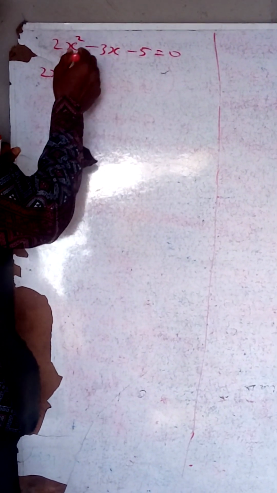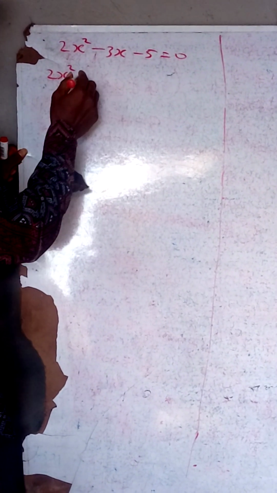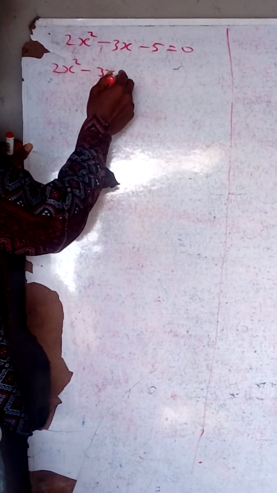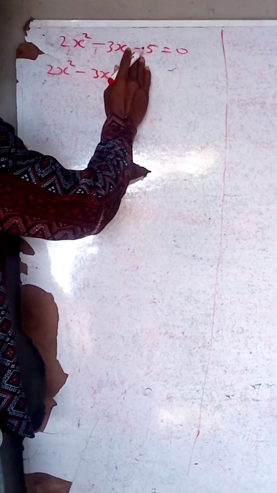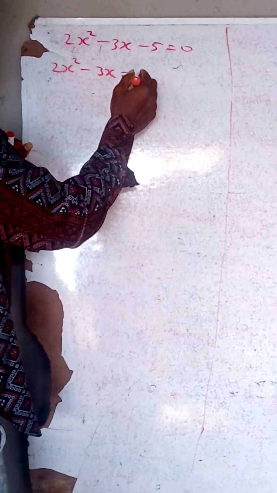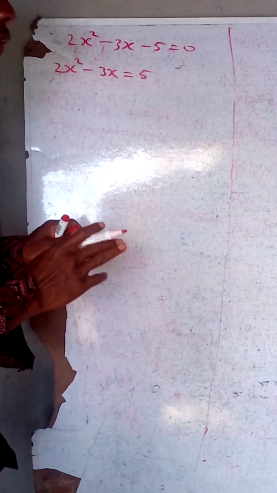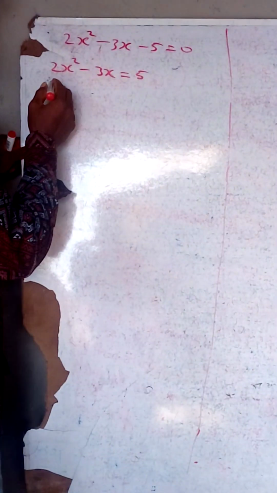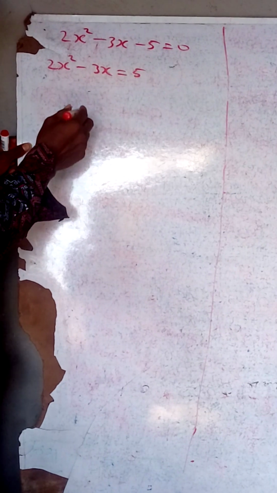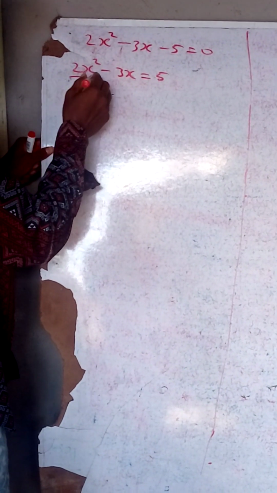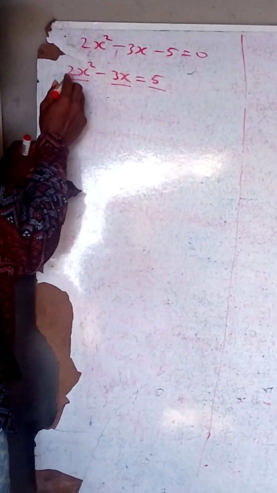2x squared minus 3x will be equal to what? If minus 5 crosses to the other side, it will be 5. And then the next thing you do, I told you before, is divide through by the coefficient of the x squared, which is 2. So I divide this by 2.